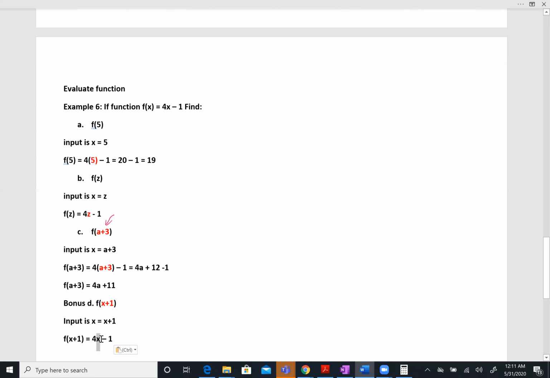Now what is the x going to change to? x becomes x plus 1. Don't forget the parentheses for this guy because there's a product. So now we change it to x plus 1 because the input now becomes x plus 1. And I'm going to simplify it: 4x plus 4 minus 1. So I'm going to have 4x plus 3, which is the answer.